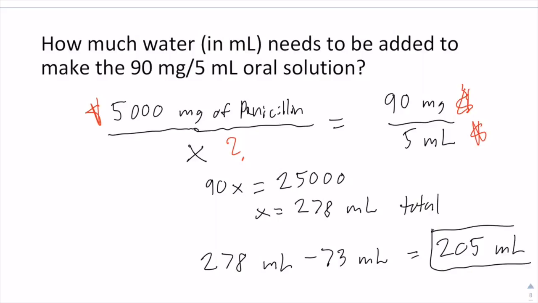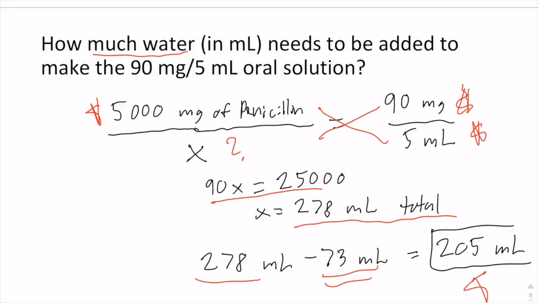And so the easiest way I find to do these problems is you're going to cross multiply, so 90 times x, 5,000 times 5, and you're going to get 90x equals 25,000. And so if you solve for x, your total volume of solution is going to be 278 milliliters. Now we're not done yet. If it asks for total solution, that would be fine, but it asks how much water needs to be added. And now we know that that dry powder contains 73 mLs of volume, so you're going to do 278 minus that 73 to get your 205 milliliters of water that needs to be added for reconstitution.